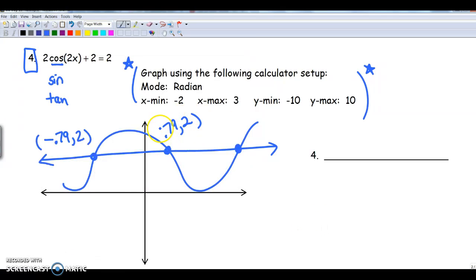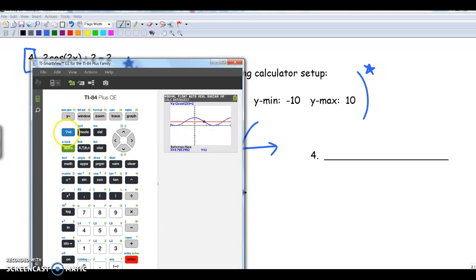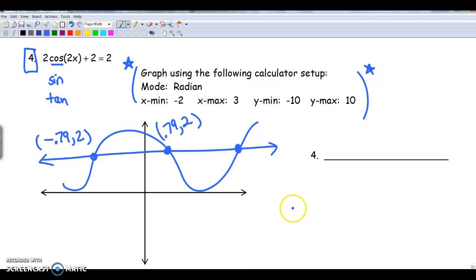And then the very last point, second trace, number 5. And we're going to move our cursor all the way over to this far right point. All right. And once you are close by, you're going to hit enter 3 times. Once, twice, 3 times. And you're going to get 2.356, so that'd be 2.36, comma 2.